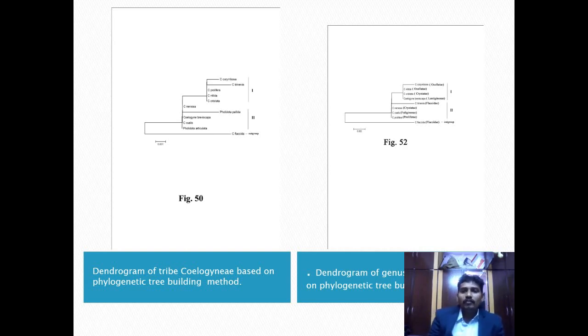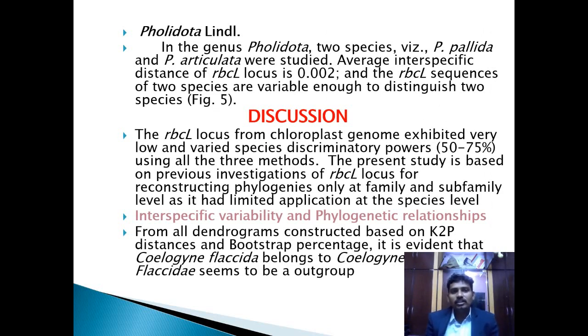In the discussion, the rbcL locus from the chloroplast gene exhibited very low and varied species discriminatory powers using all three methods. The present study is based on previous investigation of the rbcL locus for reconstructing phylogenies only at the family and subfamily level, and has limited application at the species level. From all the dendrograms constructed based on K2P distance and bootstrap percentage, it is evident that Coelogyne flaccida belongs to Coelogyne section Flaccidae, which seems to be the outgroup.